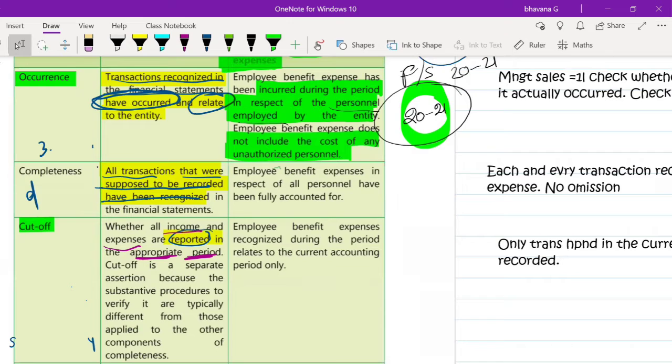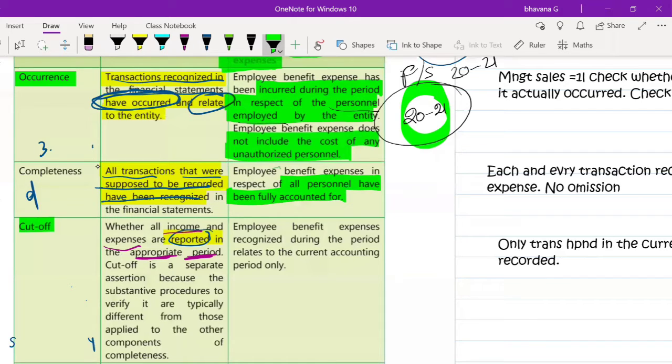Second is completeness. That means the employee benefit expenses in respect of all the personnel have been fully accounted for. So related to every personnel for whom you gave this employee benefit expenses, you have correctly recorded it, that you have shown it in your financial statements. That is completeness.